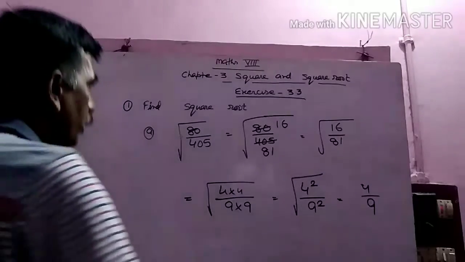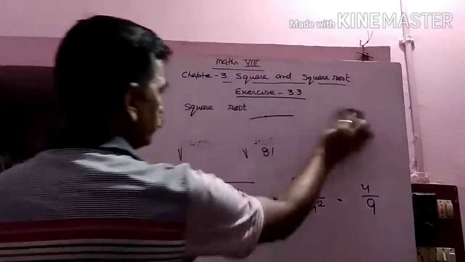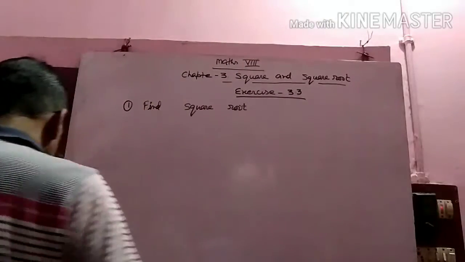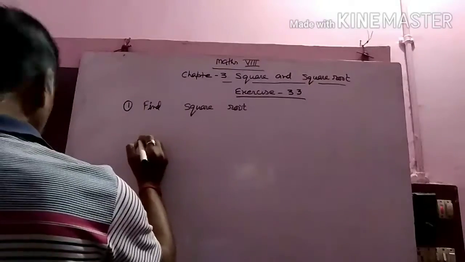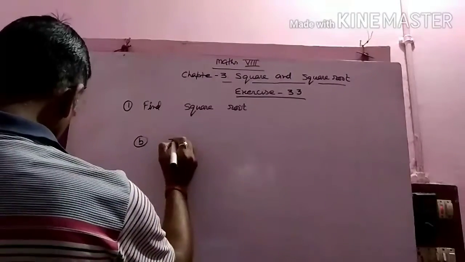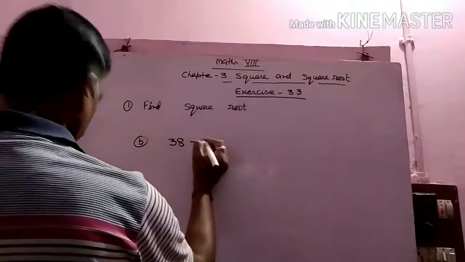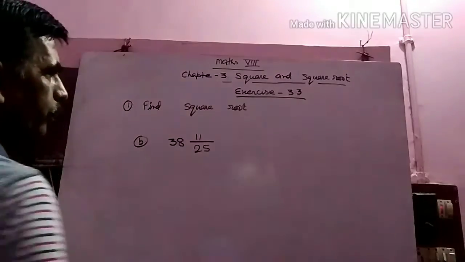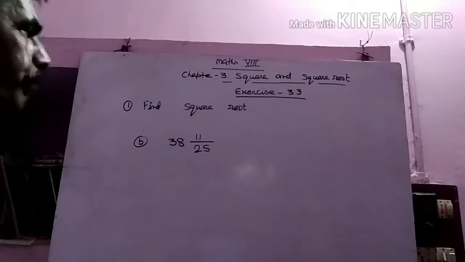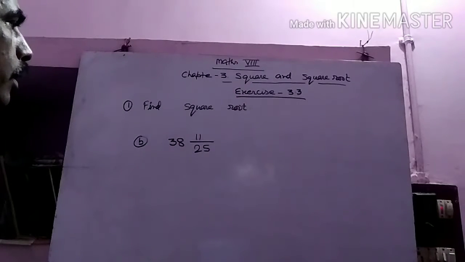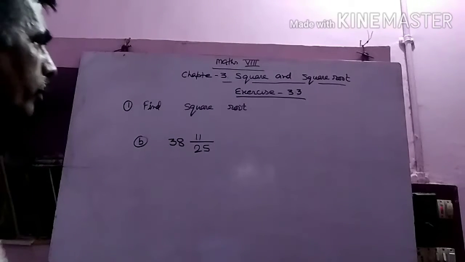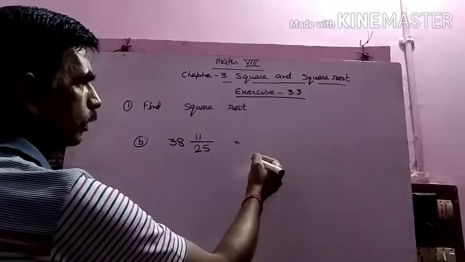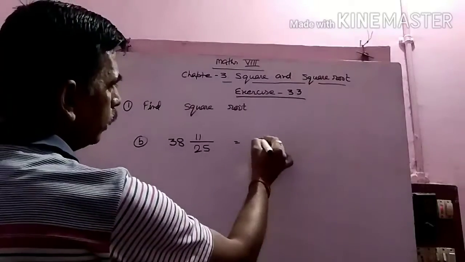Now I am going to remove the board. If required, pause the screen and write it. The next question is question number B, which is 38 and 11 by 25. This is in terms of a mixed fraction, so we have to write it as a proper fraction.